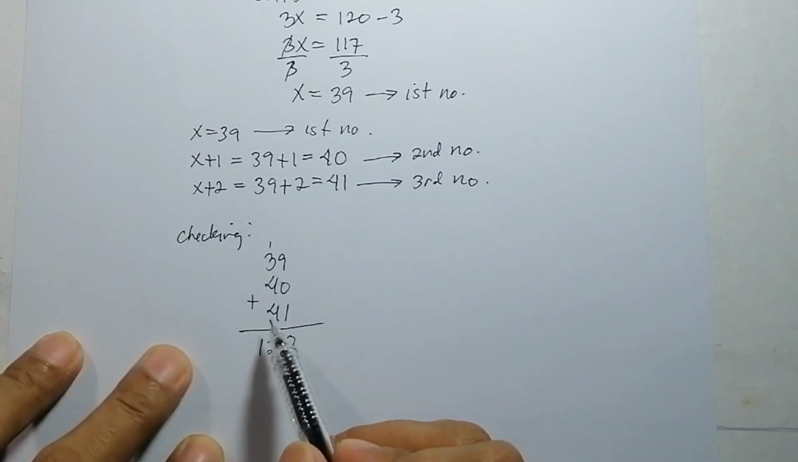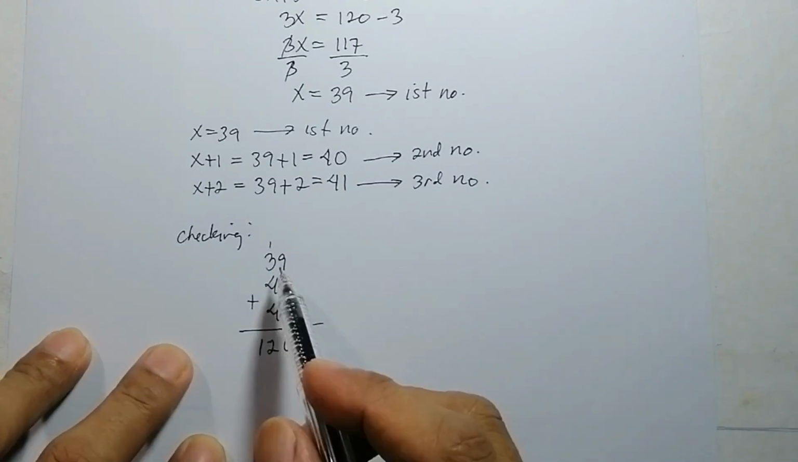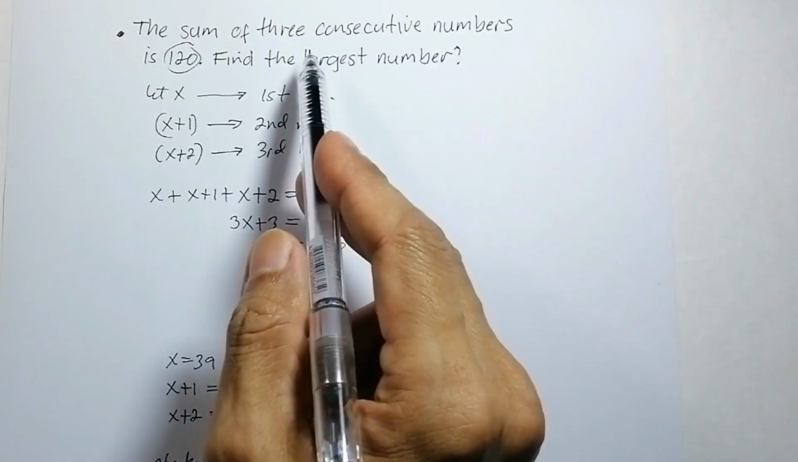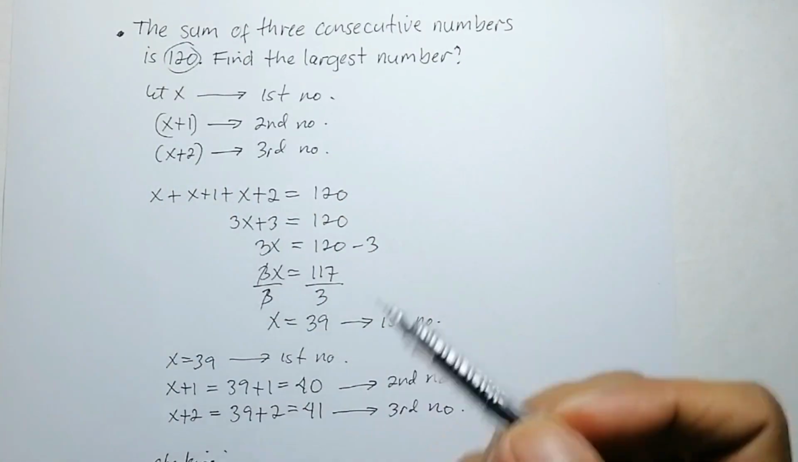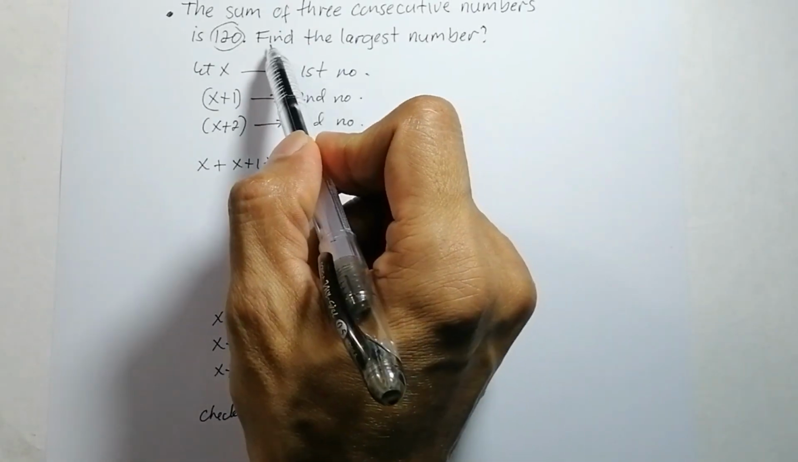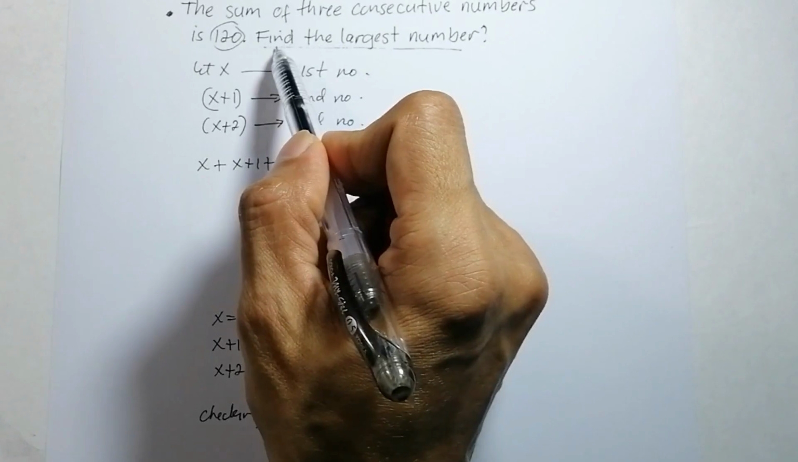Why? Because the total of the three numbers that we have is 120, the same as the sum of the three consecutive numbers in the question. Okay, we have 120. Now the question is, we're going to find the largest number.